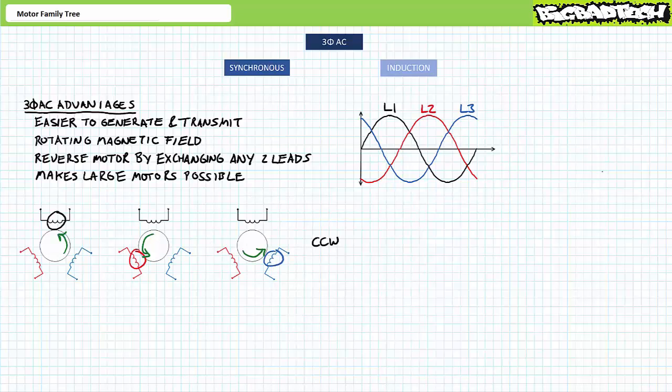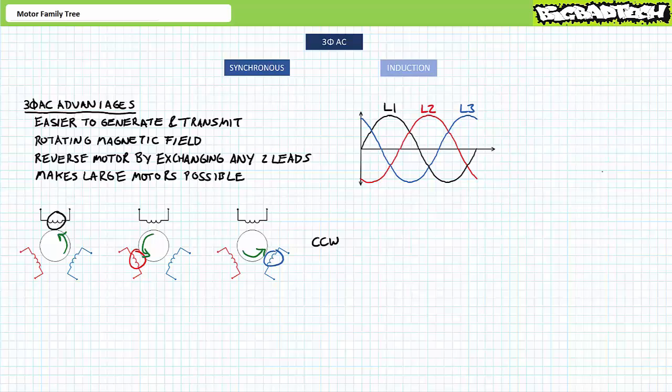In addition to being easier to generate and transmit, the ability to create a rotating magnetic field is perhaps three-phase AC's greatest advantage and largely the reason three-phase AC is employed in industrial settings. Certain types of single-phase AC and DC motors do use a rotating magnetic field, however they have to resort to some undignified trickery to do so.